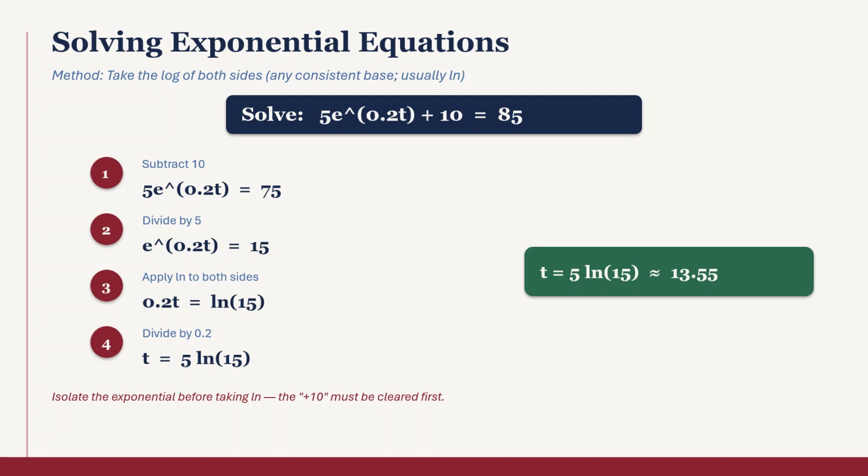Apply natural log to both sides. Natural log of e to the 0.2t equals natural log of 15. The left side simplifies via the inverse property to 0.2t, so 0.2t equals natural log of 15. Divide by 0.2. t equals 5 times the natural log of 15.